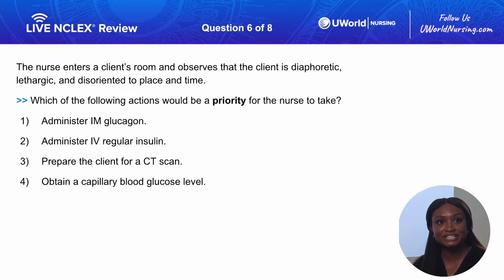The nurse enters a client's room and observes that the client is diaphoretic, lethargic, and disoriented to place and time. Which of the following actions would be a priority for the nurse to take? Option 1, administer IM glucagon. Option 2, administer IV regular insulin. Option 3, prepare the client for a CT scan. And option 4, obtain a capillary blood glucose level. Let me know what you guys think.